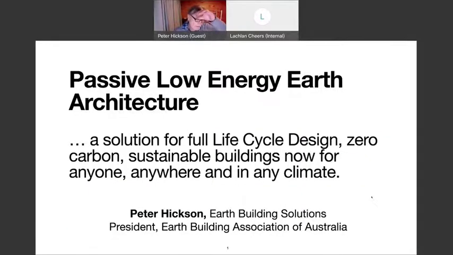After 40 years researching, learning, and developing skills in sustainable design and construction, I realised there is a solution that works anywhere and everywhere, and it always has. We're still learning, experimenting, and improving, though I'm recommending a solution that is best described as passive low-energy earth architecture. That is PLEEA, or PLE.